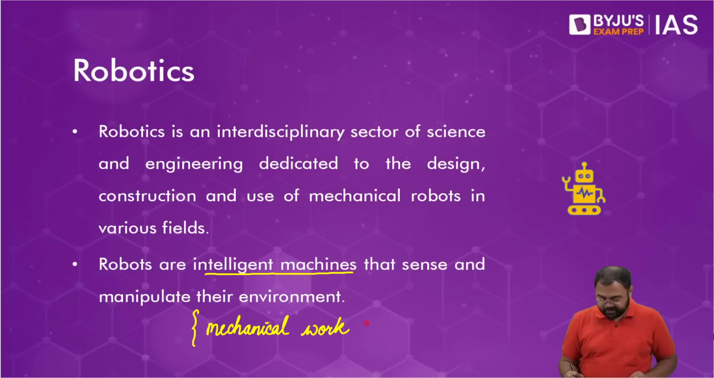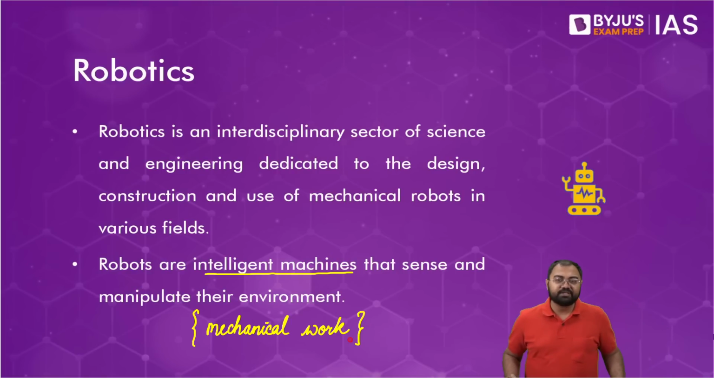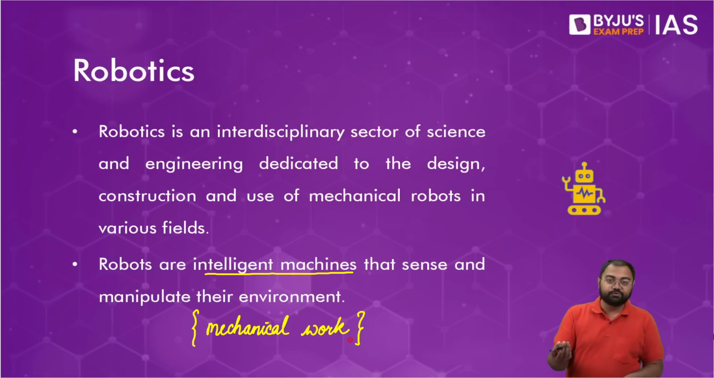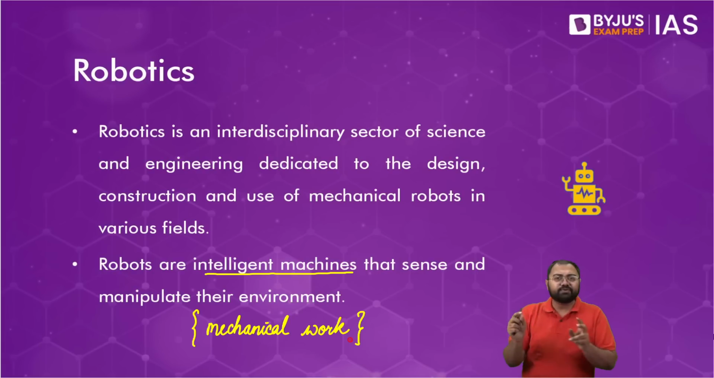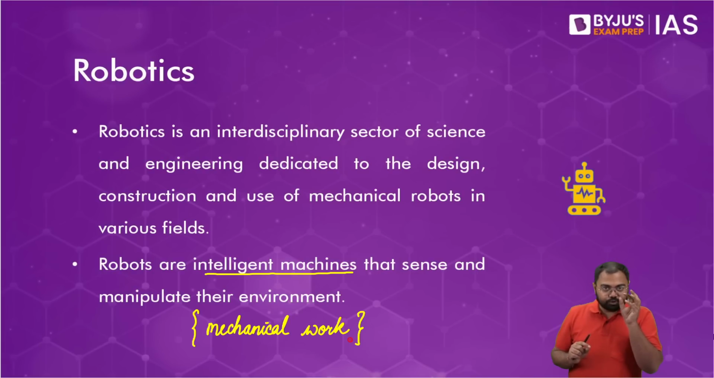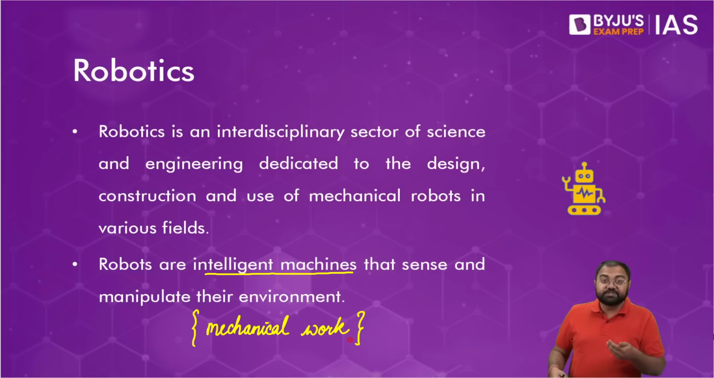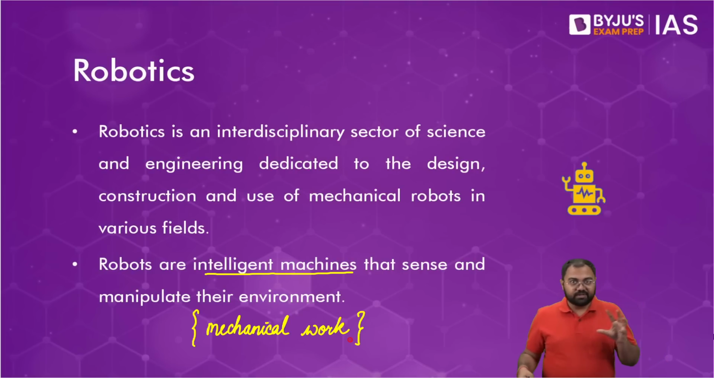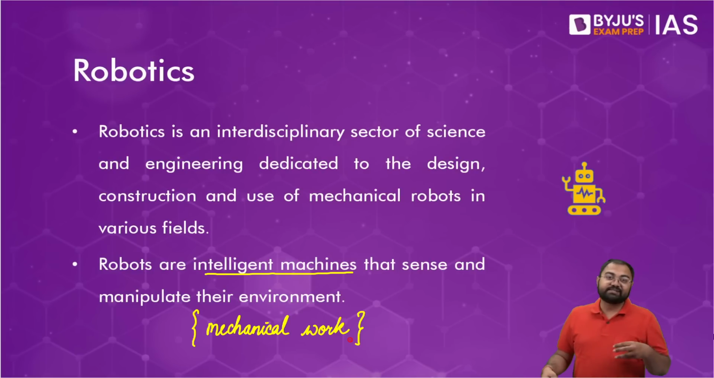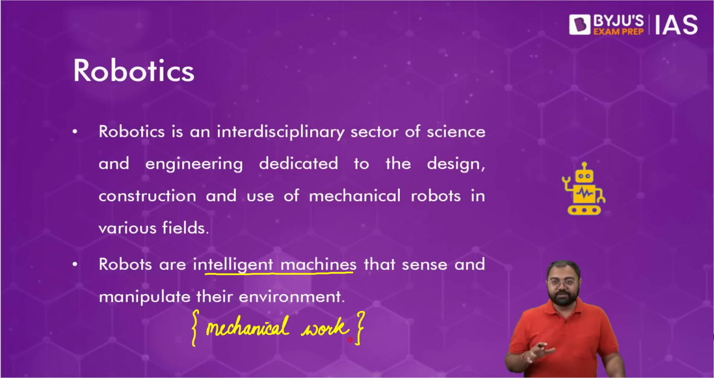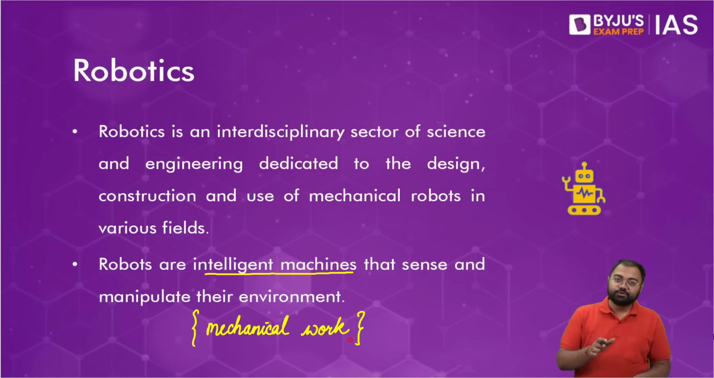When we say mechanical work, the meaning is something associated with some kind of movement, maybe placing something from one place to another, or maybe movement from here to there, or doing something in an assembly line. Whatever it is, some kind of mechanical work. So a robot is a machine that will be able to do some mechanical work based on the inputs it has received. That is what a robot is, and the branch of science and technology related to the working of robots, the engineering and the design of robots, is called robotics.